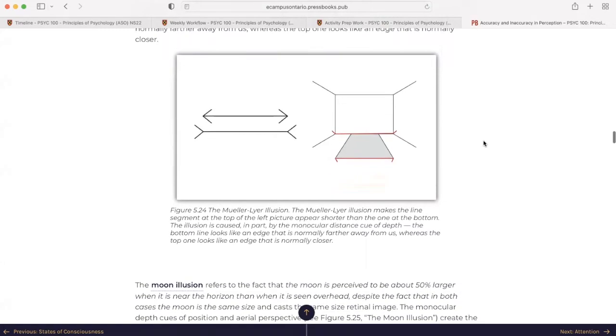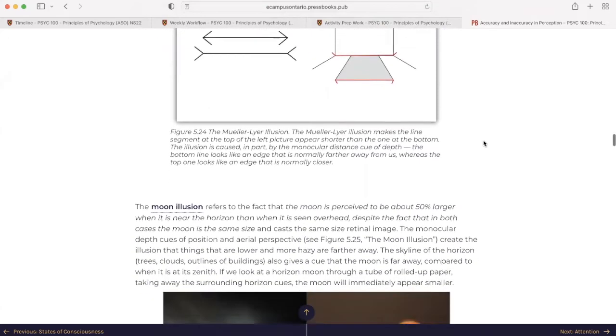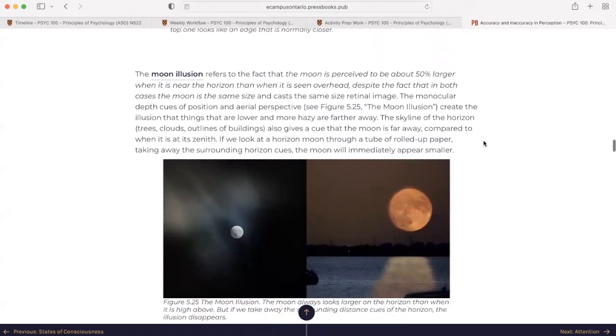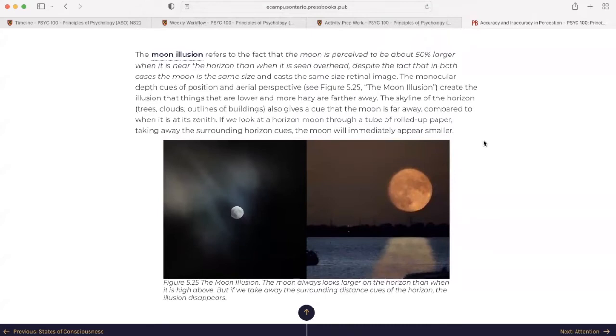So if you're watching this on YouTube, you'll see a good example of that. The moon illusion refers to the fact that the moon is perceived to be about 50% larger when it is near the horizon than when it is seen overhead, despite the fact that in both cases the moon is the same size and casts the same retinal image.